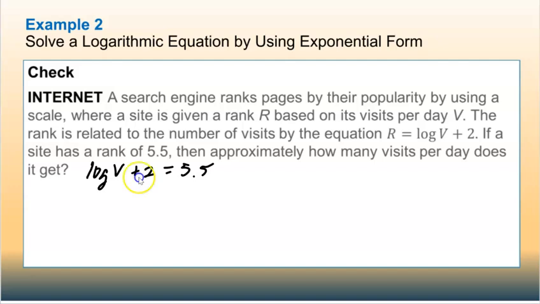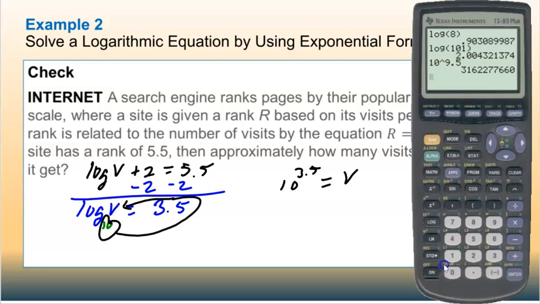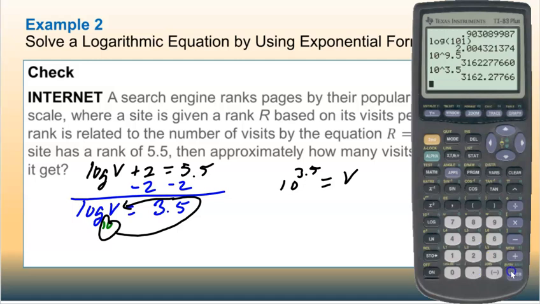Now to get log of V by itself, I'm going to subtract 2 on both sides. And I'm left with log of V equaling 3.5. And just like the last one, I'm going to rewrite this as an exponential. So I have 10 raised to the 3.5 power. That's going to give us our V for the visits. And here we're going to round to the nearest visit. So I have 10 raised to the 3.5 power, and this is going to give us about 3,162 visits.